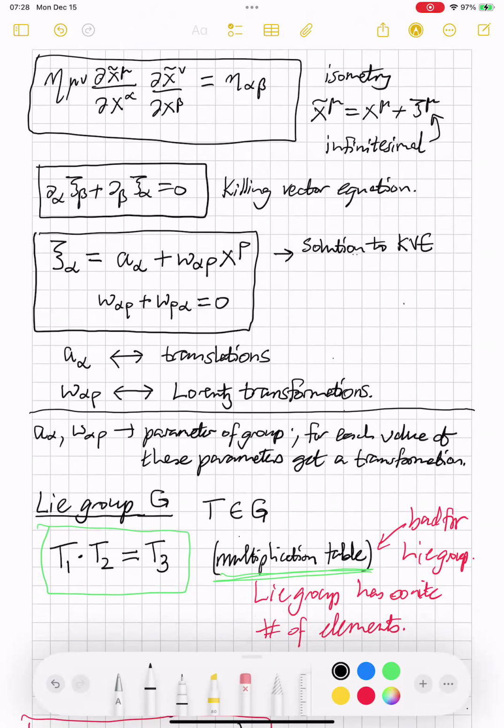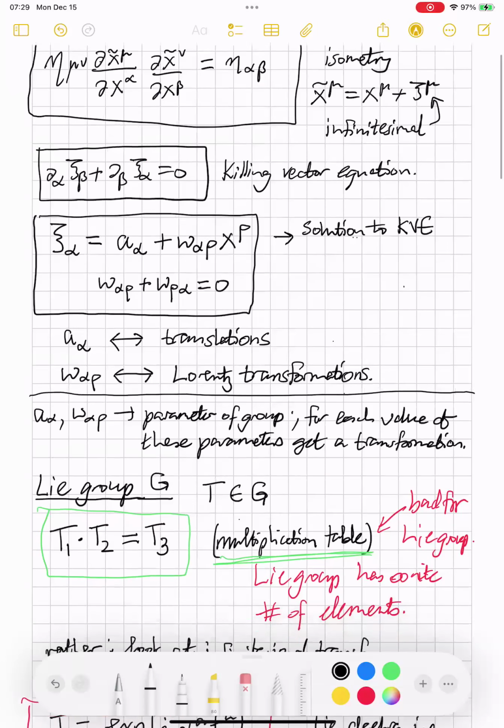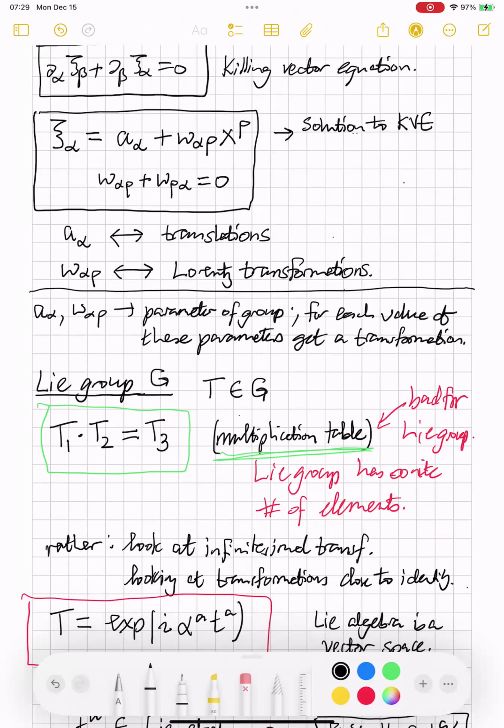And then we made an ansatz. We considered an infinitesimal transformation. We said x tilde mu will be equal to x mu plus zeta mu. For the top boxed equation to hold, we found the second boxed equation must hold. This was the Killing vector equation. And we were easily able to solve the Killing vector equation. That gave us the third boxed equation. So this is the set of transformations that preserves the Minkowski metric. From this, we were able to see that we have translations and we have Lorentz transformations.